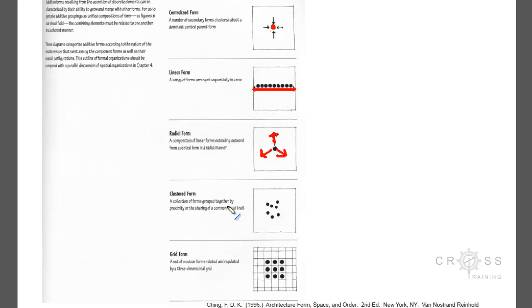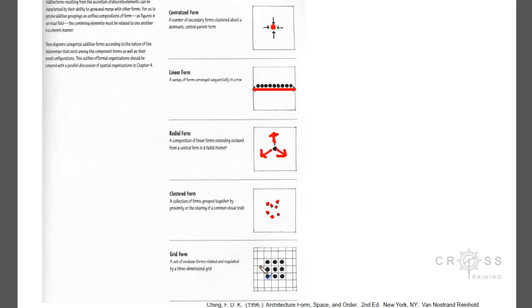And of course, cluster, this is probably one of the most difficult things to model because there is no organization to these patterns here. So what you have to look at instead is other geometric similarities. So here in the definition it says a collection of forms grouped together by proximity or the sharing of a common visual trait. So when trying to model something that is in clustered form, you really have to use that visual subtraction or addition of form in order to adequately model clustered form.